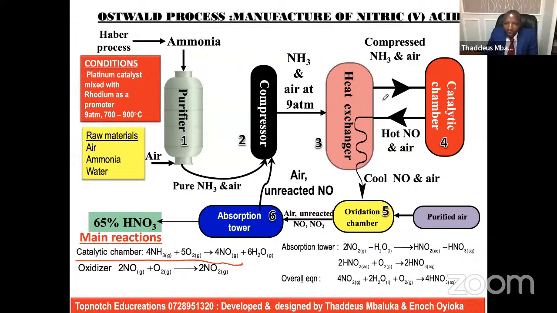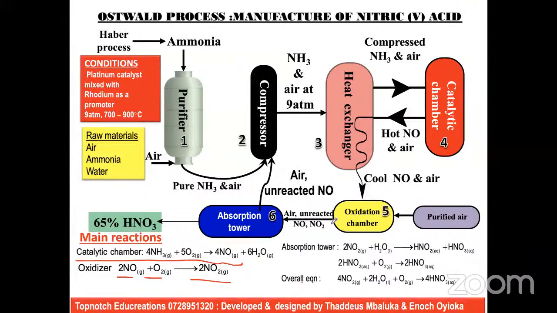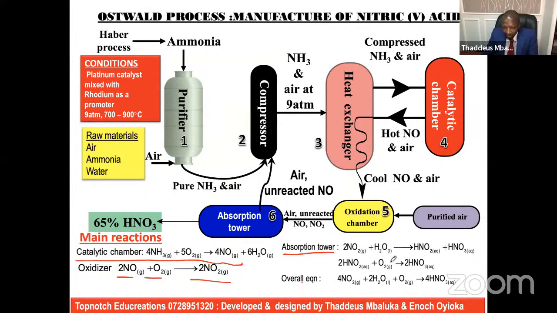So once it's formed, it is taken back to the heat exchanger for cooling, then taken to the oxidation chamber, where the nitrogen 2 oxide reacts with more oxygen to get nitrogen 4 oxide. Are we together? Yes. Once the nitrogen 4 oxide is formed, it is dissolved in water to form nitric 5 acid. There are two reactions that take place there, but just focus on the final reaction: nitrogen 4 oxide dissolved in water in the presence of oxygen to form nitric 5 acid. Those are the main reactions that occur there.